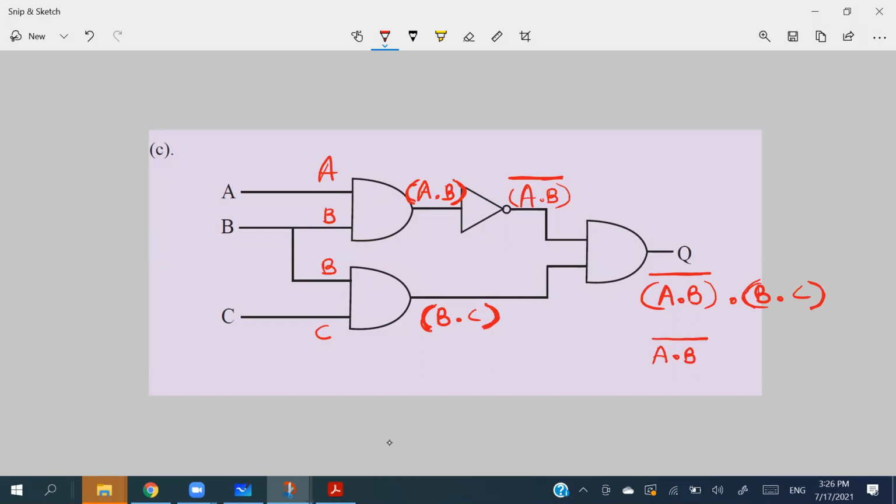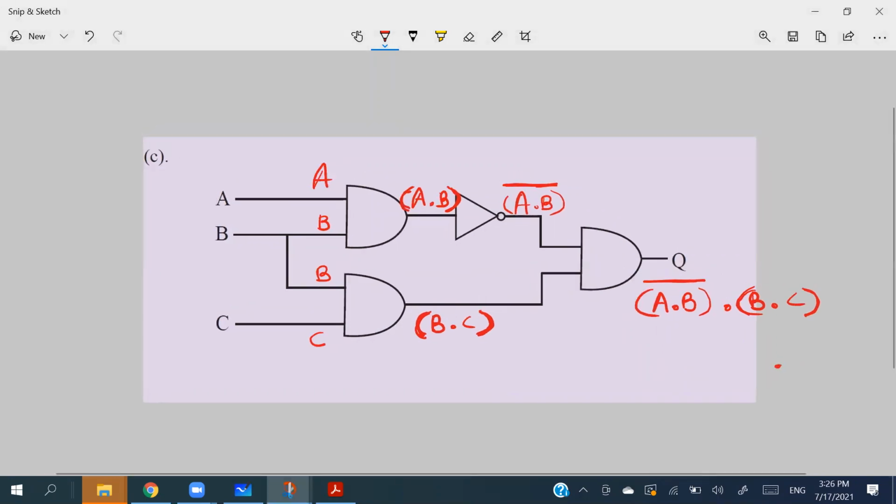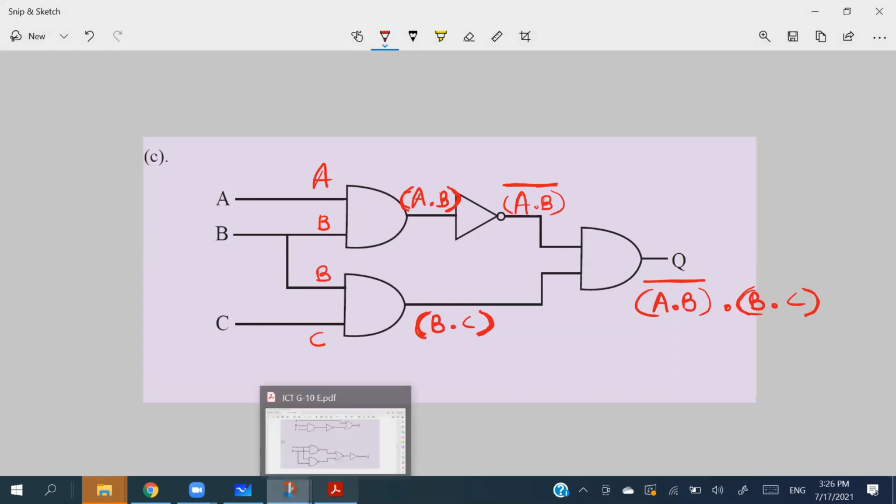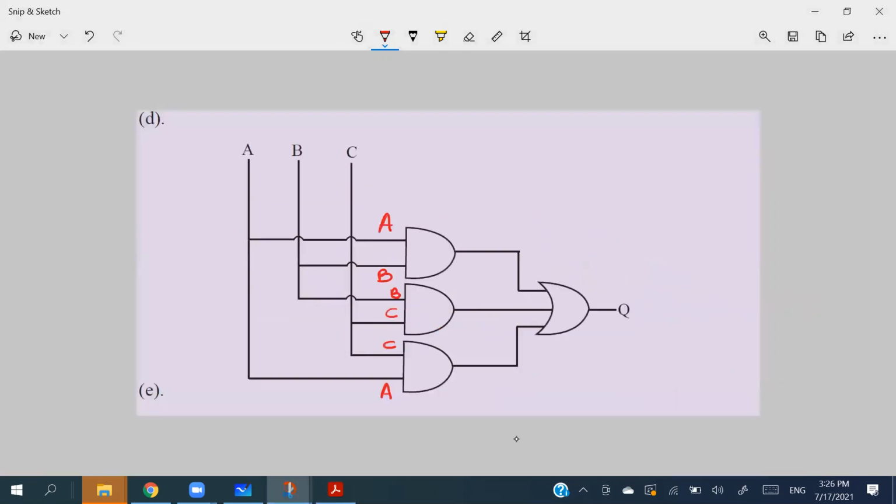A.B total bar, .B.C. There is no wrong with that, right? But this answer is more complete. Right, great. Okay, so here we are going to the next, yeah, this one. So this is going to give me A.B, this is going to give me B.C, everything is engaged, this is going to give me A.C.